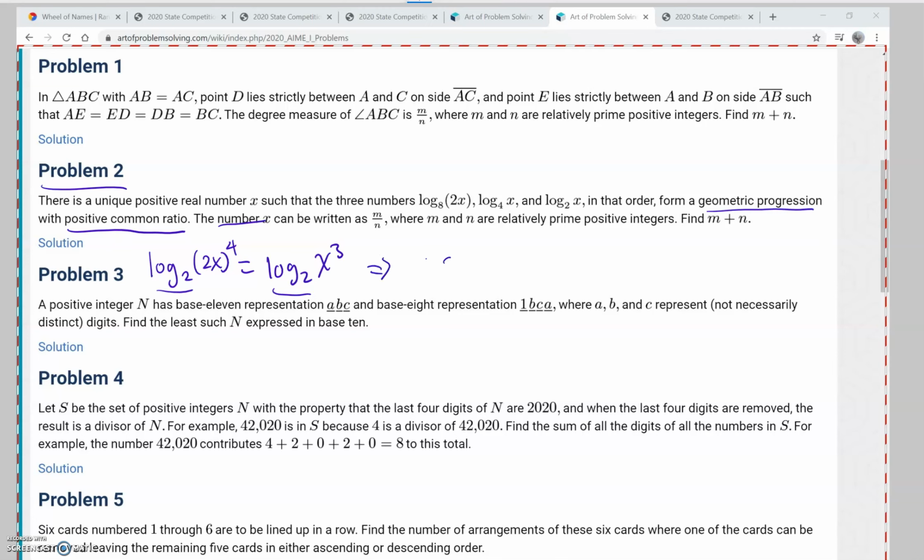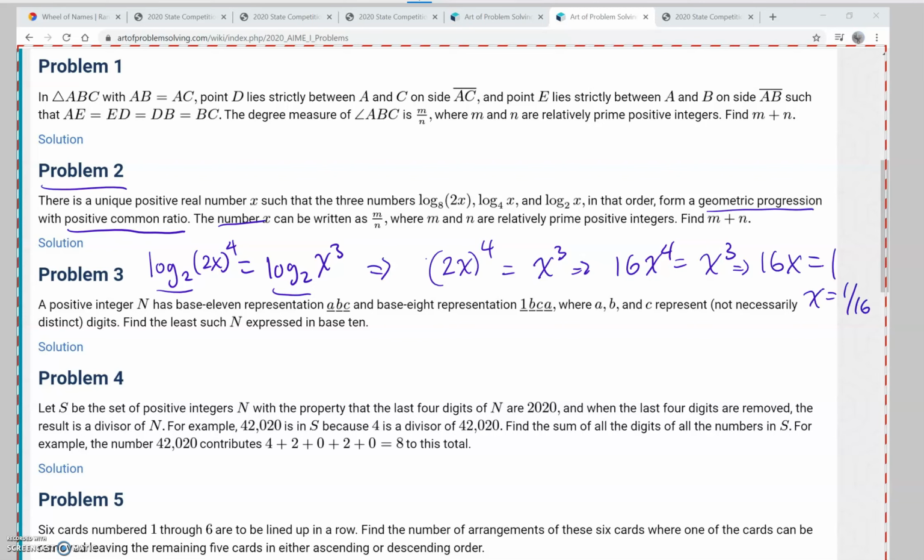So we can see that here. 2x to the 4th is equal to x cubed. This is going to be equal to 16x to the 4th is equal to x cubed. And we can divide by x cubed on both sides to get 16x equals 1, or x equals 1/16.